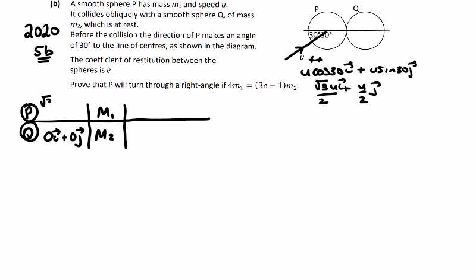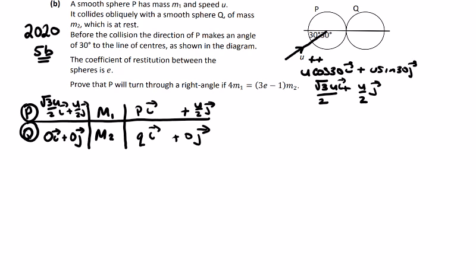So root 3 U over 2 in the i, plus U over 2 in the j. The j will be maintained, so plus U over 2 in the j. We'll call this one Pi, and we'll call this one Qi plus 0j.